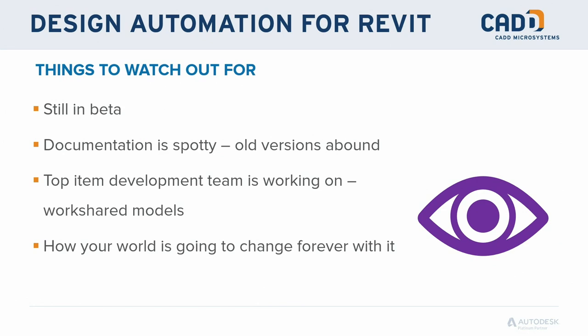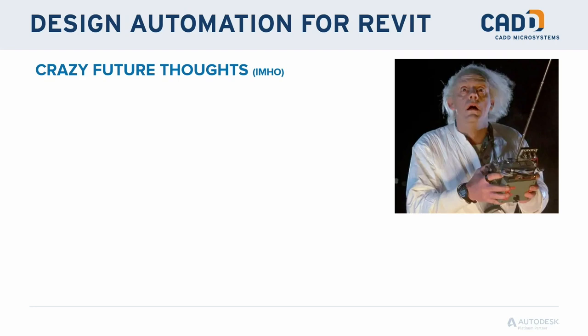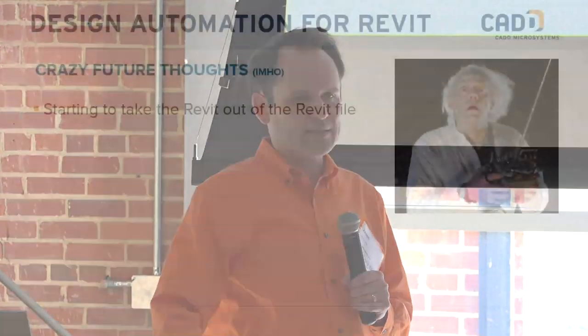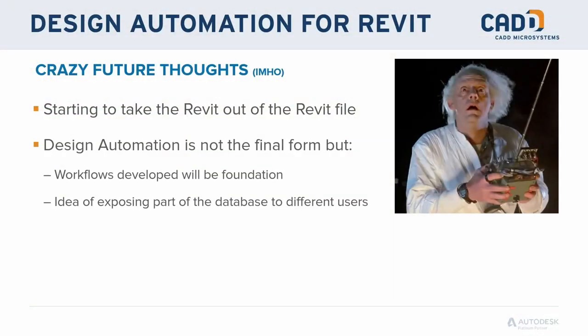And then you just got to start thinking about how your world is going to change forever. Crazy future thoughts. I don't work for Autodesk. I don't know what Autodesk is thinking. This is just what was going on in my head as I was working on this and playing with this, just nutty things. This is starting to take Revit out of the Revit file. This is starting to show us a new way that data in our models is going to be organized and thought about. It's not going to be a single model database anymore.